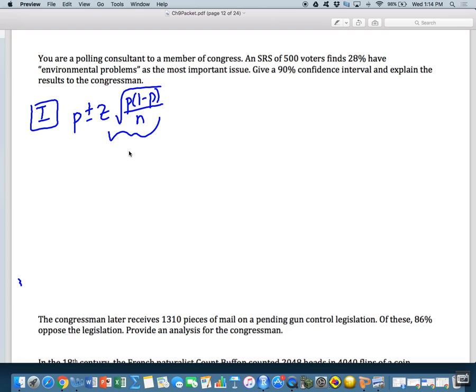Okay, so you need to show me that. Then you need to actually plug in numbers. So our p-hat is 28%, so 0.28. So I'm going to get 0.28 plus or minus, leave the Z blank right now, and I'll show you how to look that up, times the square root of 0.28, 1 minus 0.28, all over 500. Okay, that Z value you're going to find on the table.